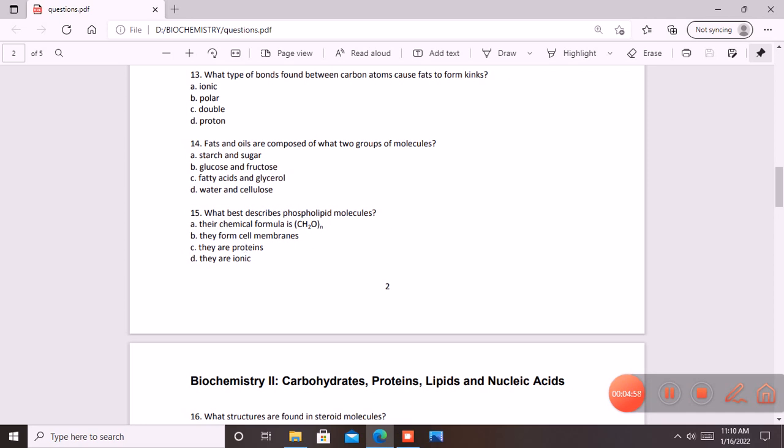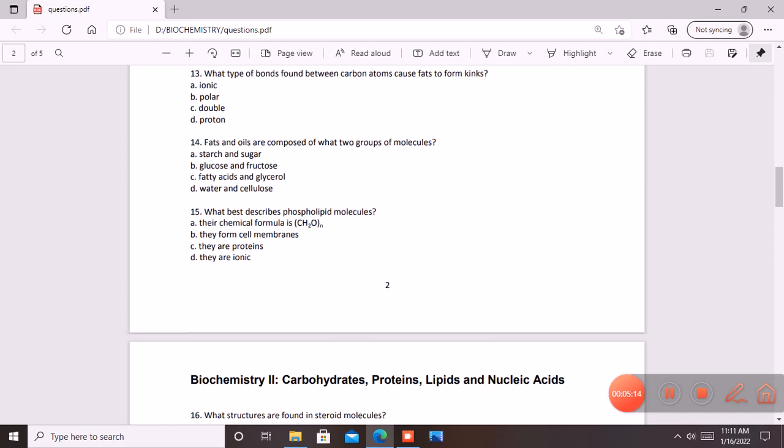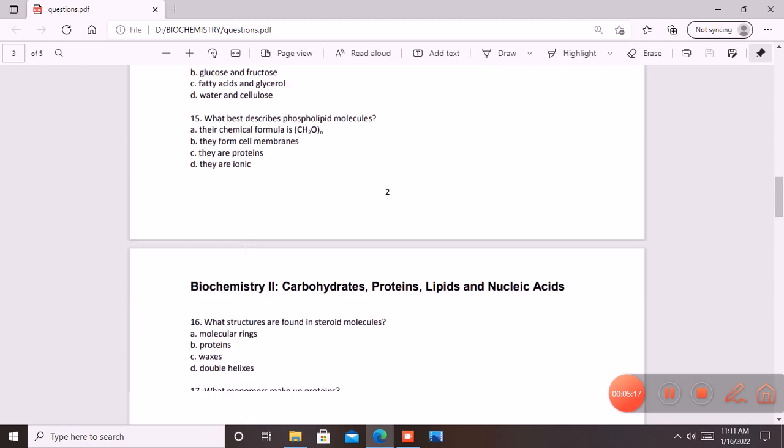Question 15. What best describes phospholipid molecules? Phospholipids are the main component of the cell membrane. So question 15 is B. They form the cell membrane of an organism. Question 16.